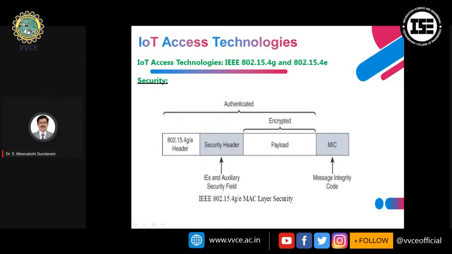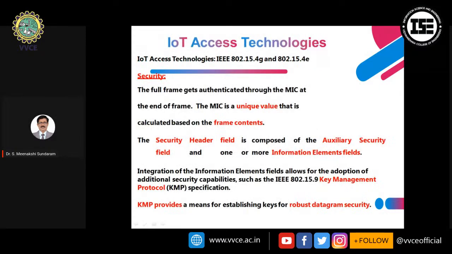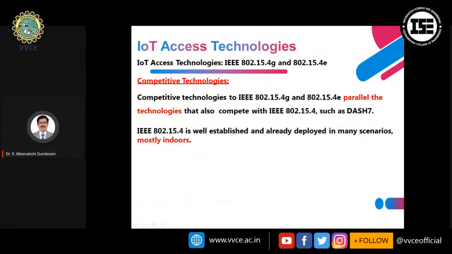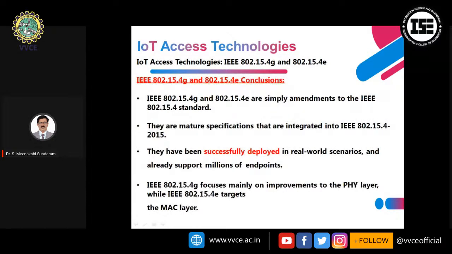And this is an example of the IEEE 802.15.4e MAC security layer. The security header is composed of the auxiliary security field and more information field elements, and the competitive technologies G and E are parallel technologies which compete with 802.15.4, such as -7. 802.15.4 is well established and already deployed in many scenarios, mostly outdoors.